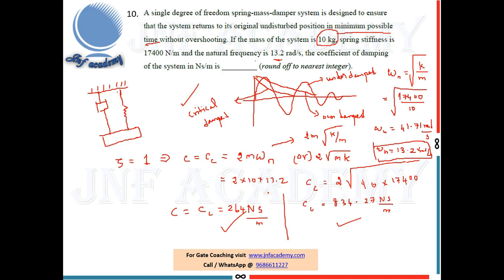Okay, then our answer is 264, 2 into 10 into 13.2, 264. I think they will take this one only, because most of the students will take omega n from here directly, but some students may remember this formula, so for them there will be a mistake here.